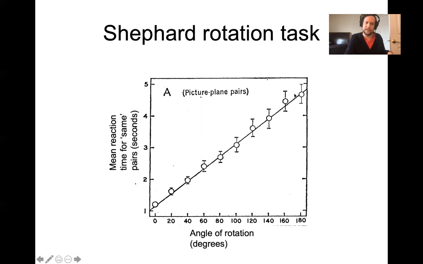And what you can see, the pattern here, is that the bigger the angle of rotation, the bigger the difference in the angle of rotation between those two shapes, the longer it takes people to give the correct answer. I'll say that again. The bigger the difference in the angle of rotation between the two shapes, the longer it takes people to provide the correct answer.